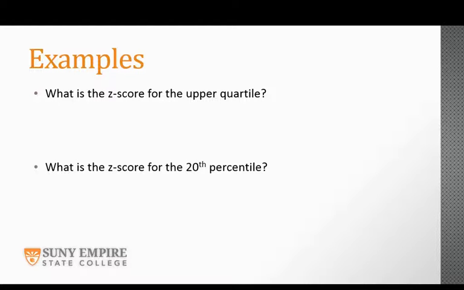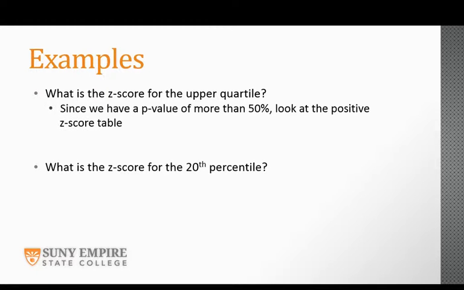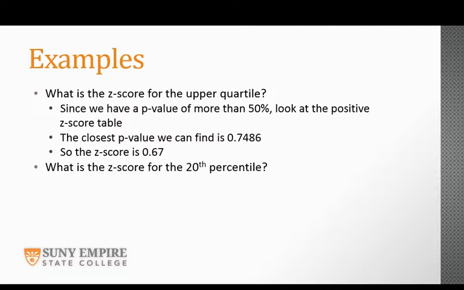Suppose we want to find the z-score that results in the upper quartile. This means we want to have a cumulative frequency of 75%. Since that percent is greater than 50%, we will look at the z-score table for positive values. Looking inside the table of values, the closest we can get to 75% is 0.7486. This corresponds to a z-score of 0.67.